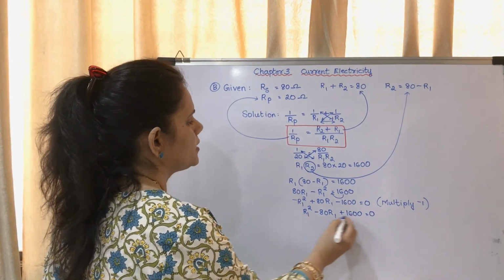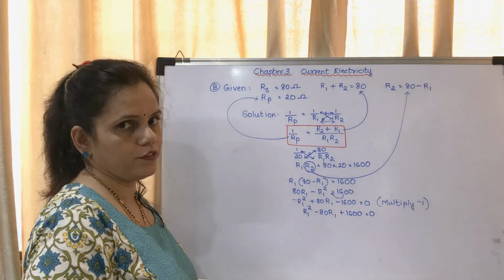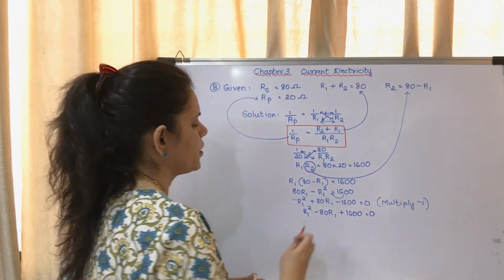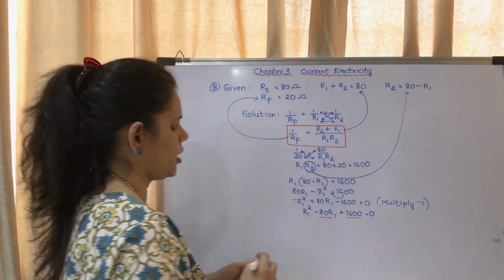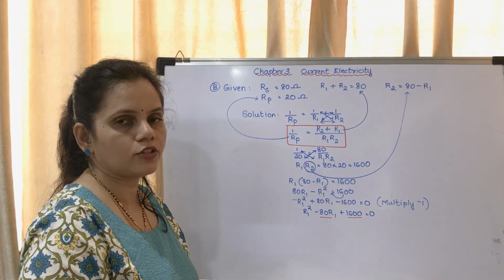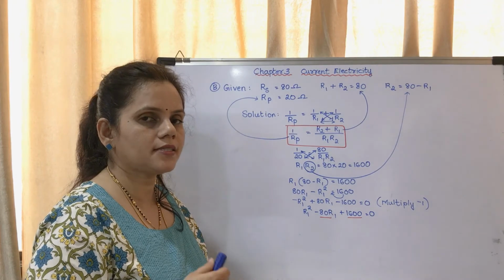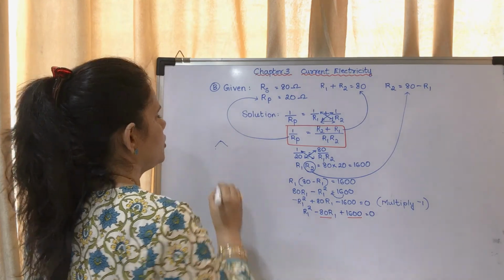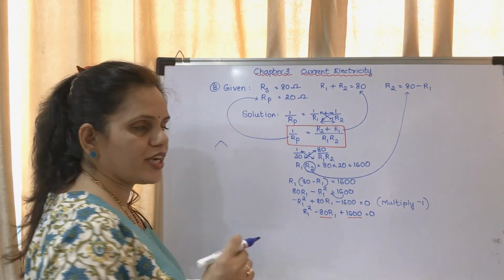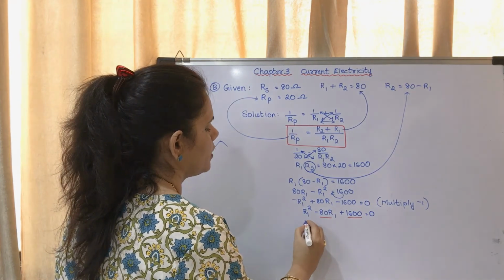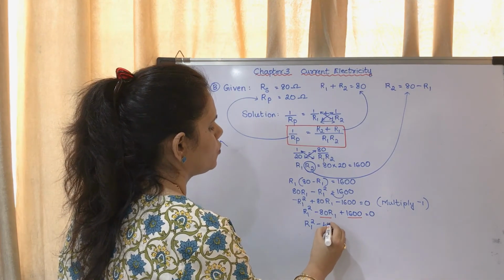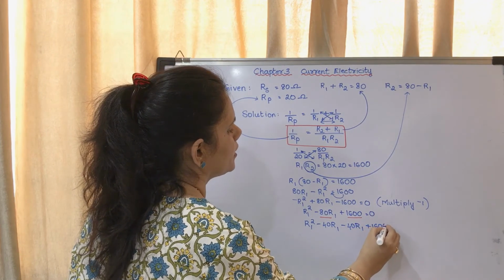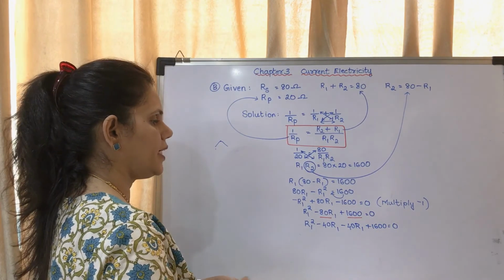Okay, so this has to be solved. There is a number whose sum is minus 80 and product is 1600. You have to get numbers whose sum is minus 80 and product is 1600. You have a diamond method like this. So here 40 and 40 are the two numbers, so it will become R1 square minus 40 R1 minus 40 R1 plus 1600 equal to 0. Now I am taking these two.